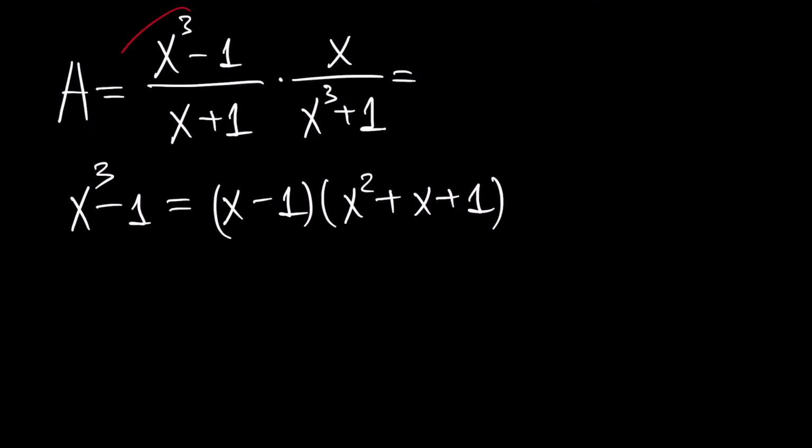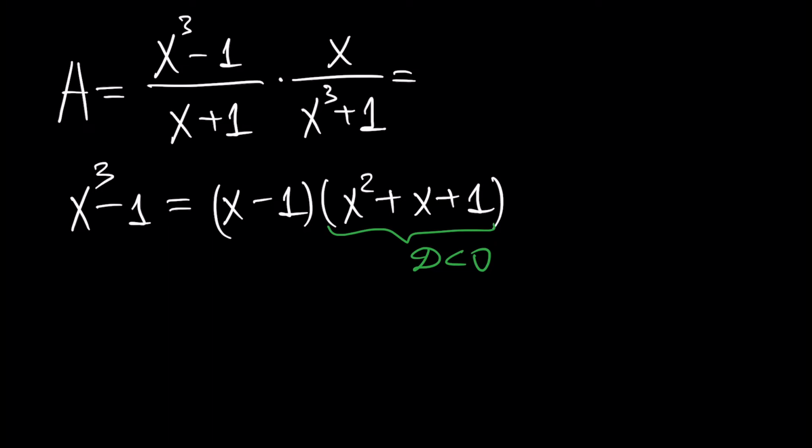So for this expression, we write this. We write our polynomial of degree 3 as a multiplication of a polynomial of degree 1 and a polynomial of degree 2. And here, for this polynomial, our discriminant is less than 0. That's why we cannot represent this polynomial as a multiplication of two polynomials of degree 1.